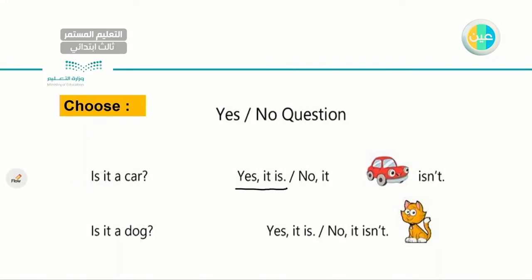Very good. So let's read the question and the answer. Is it a car, or is this a car? If we form a question like this, the answer must be yes or no. Is it a car? Yes, it is.